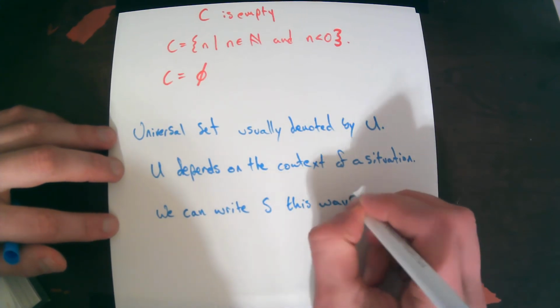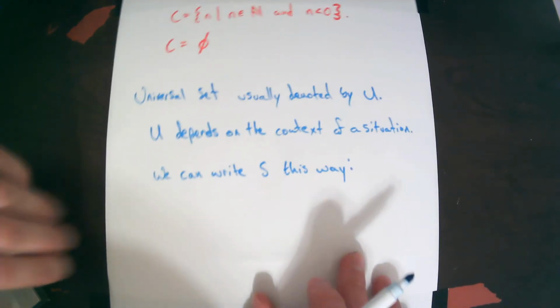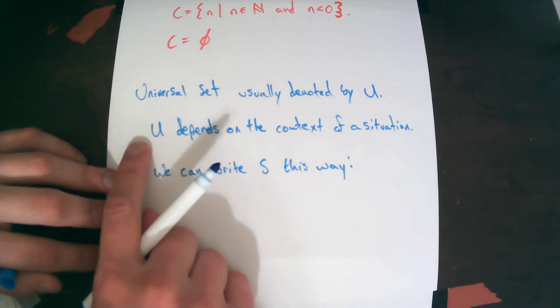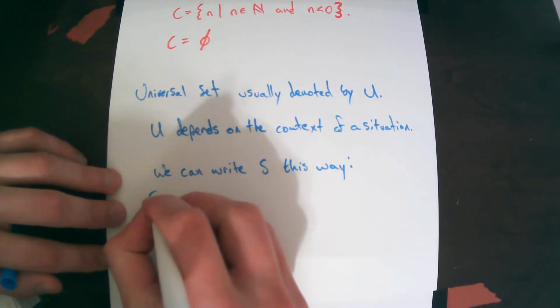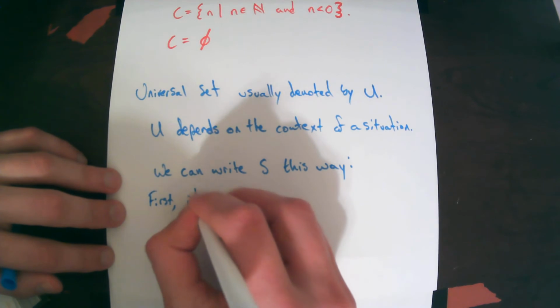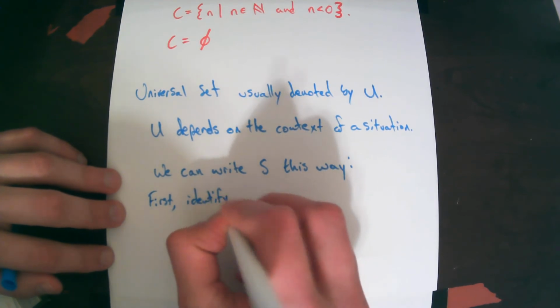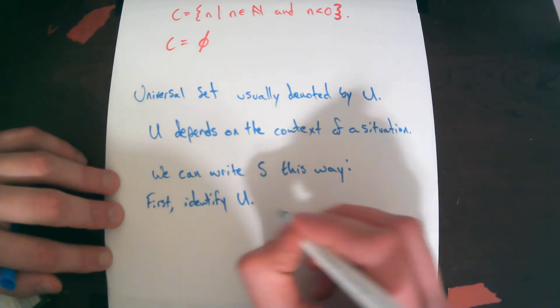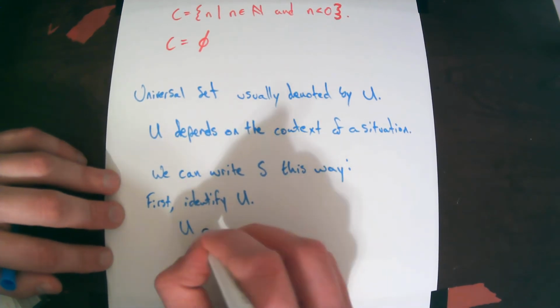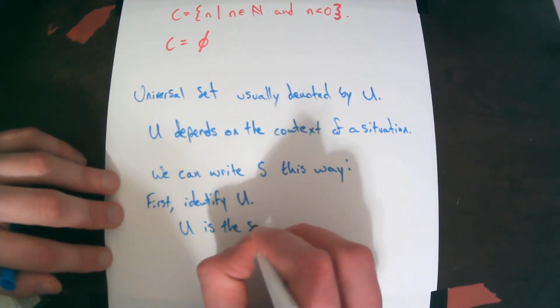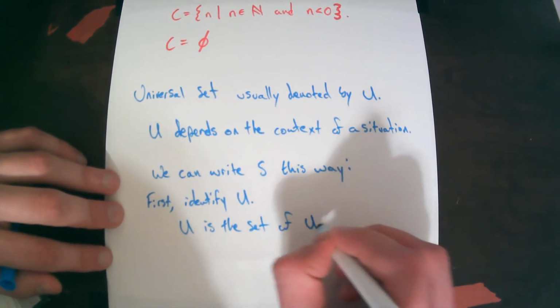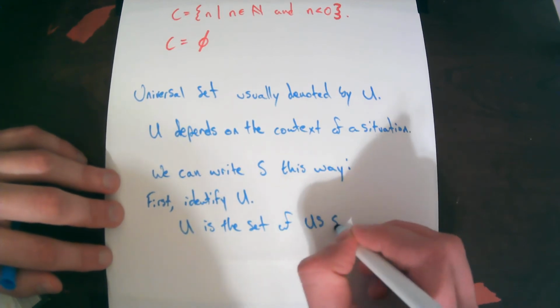We could take that set S and write it this way. First, we would have to identify what U is. First, we would say, first identify U. U is the set of U.S. states.